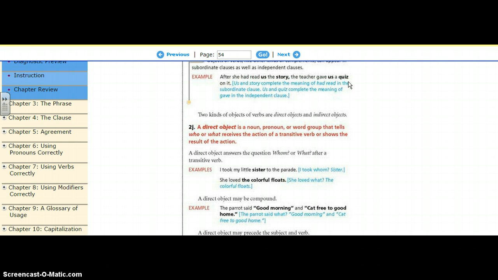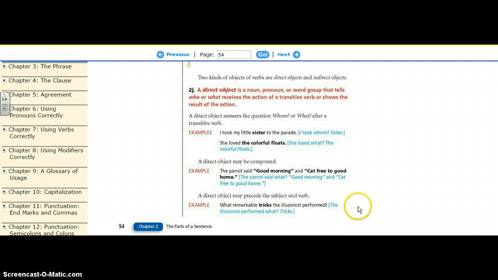A direct object may be compound. The parrot said good morning and cat free to good home. The parrot said what? Good morning and cat free to good home. A direct object may precede the subject and verb. What remarkable tricks the illusionist performed. The illusionist performed what? Tricks.